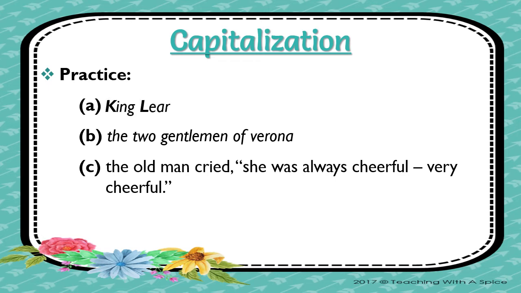Letter A. You capitalize the K and the L because they are the first and last words, and they're important words. B, The Two Gentlemen of Verona. You capitalize The because it's the first word. Two because it's an important word. Gentlemen because again it's an important word. We do not capitalize of because it's a two-letter preposition. And we capitalize Verona because it's the last word.